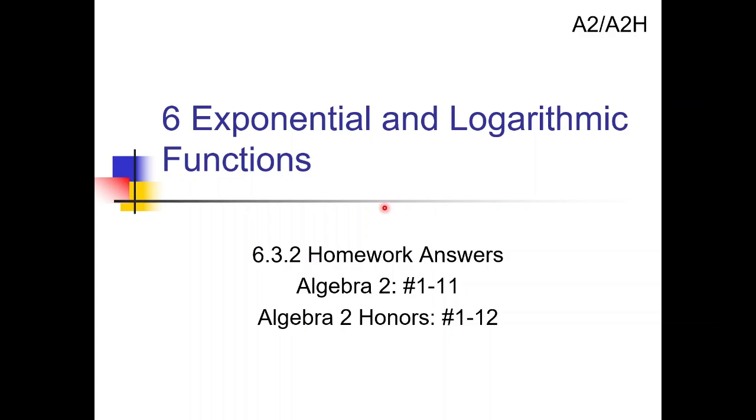Mr. Sutton here, bringing you the Algebra 2 6-3 Part 2 homework solutions on logarithms and logarithmic functions. In this one, we're focusing on evaluating logarithms and simplifying logarithmic expressions, with and without a calculator.